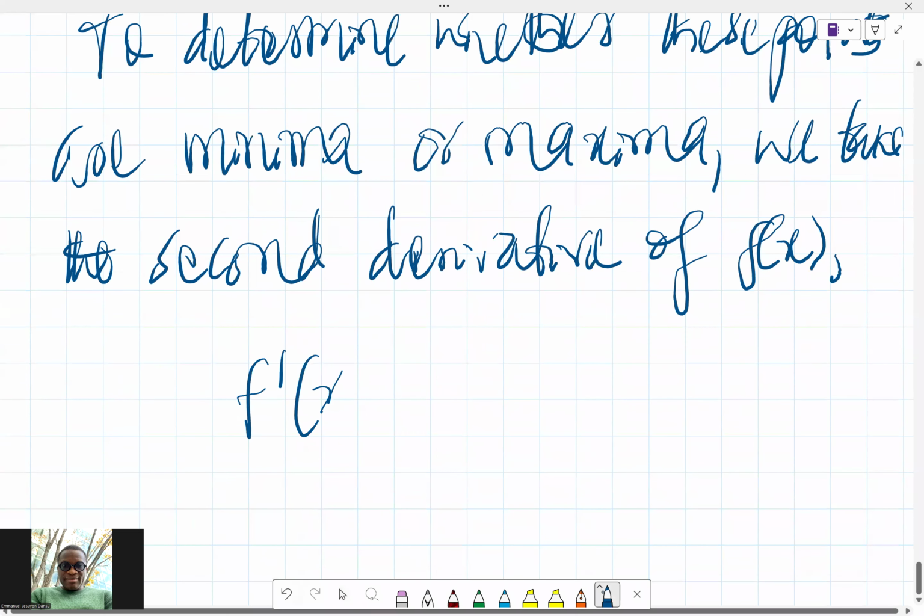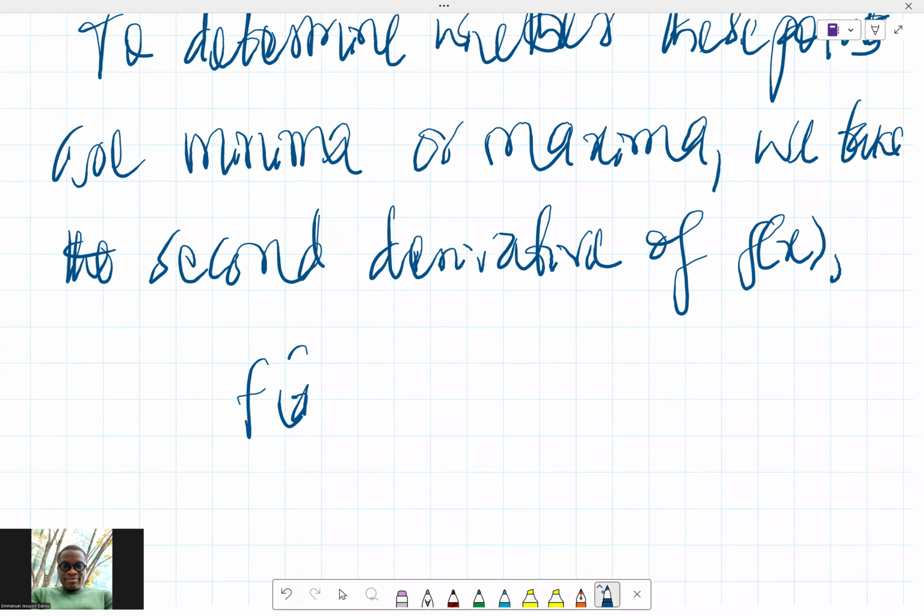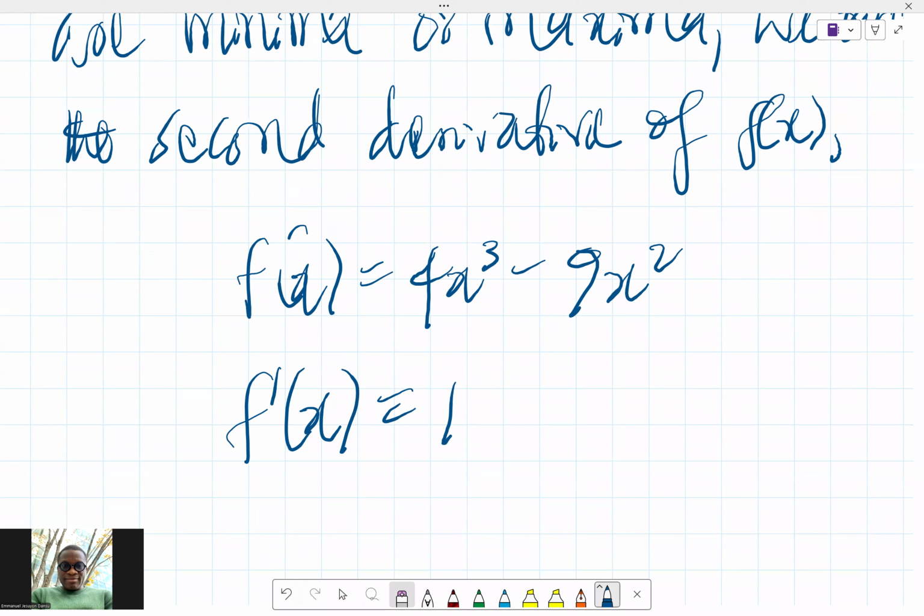Maybe I can even start again from f of x itself. f of x is x raised to power 4 minus 3x cubed plus 2. So f prime of x is 4x cubed minus 9x squared. So the second derivative f prime prime of x will be 12x squared minus 18x. So that is the second derivative.